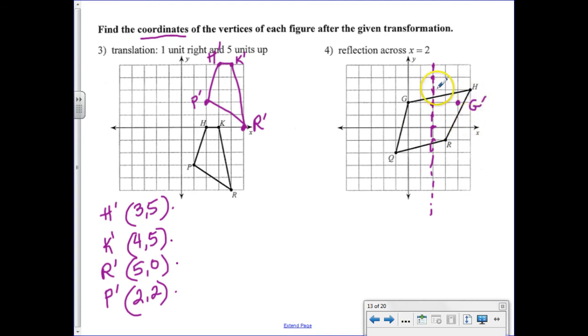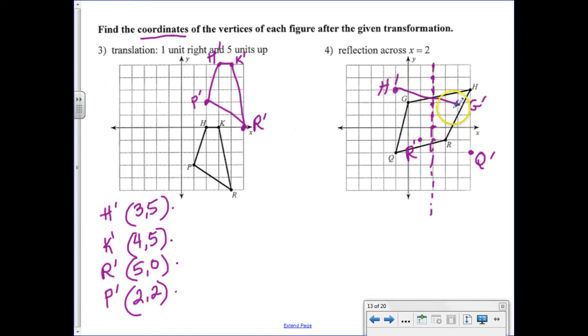H, which was 1, 2, 3 to the right, is now going to be 1, 2, 3 to the left. So here's H prime. Q over here is 1, 2, 3 to the left, so now my new Q will be 1, 2, 3 to the right, Q prime. And R was 1 unit to the right here, so my new R, R prime, will be 1 unit to the left. And then you can connect these dots.